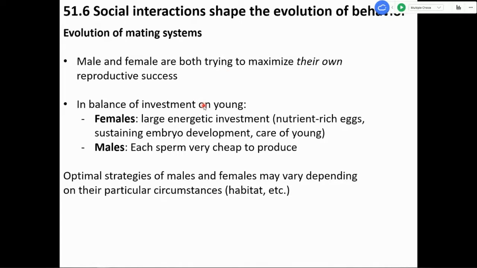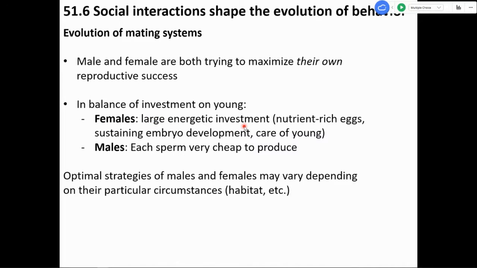But sometimes, or often, there's conflict, sexual conflict, between what is most beneficial for one another. Professor always said eggs are expensive, sperm is cheap. Yes, that is true. Eggs are expensive and sperm is cheap, okay? So exactly, here we go. So females have a large energetic investment.